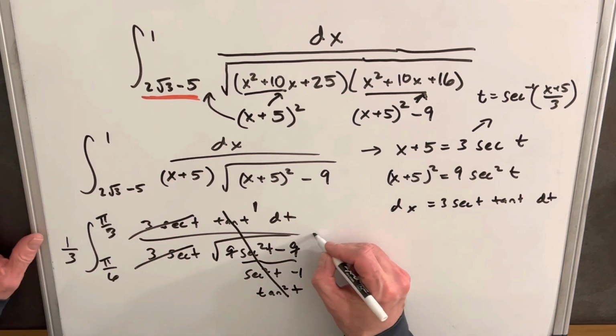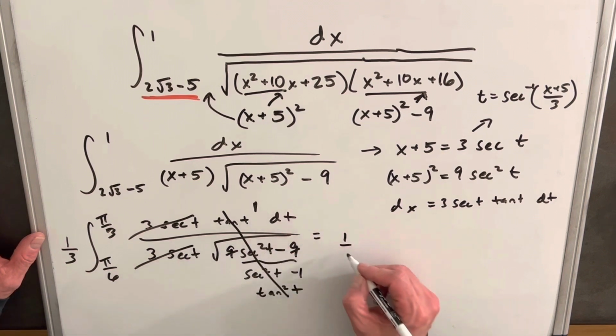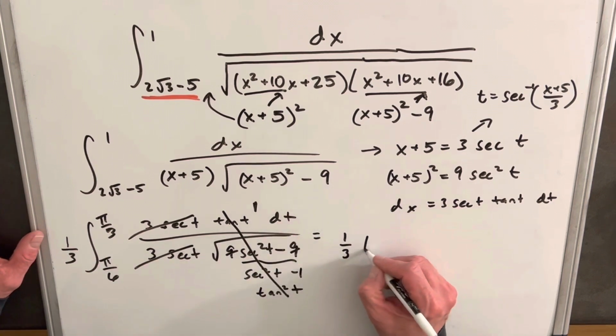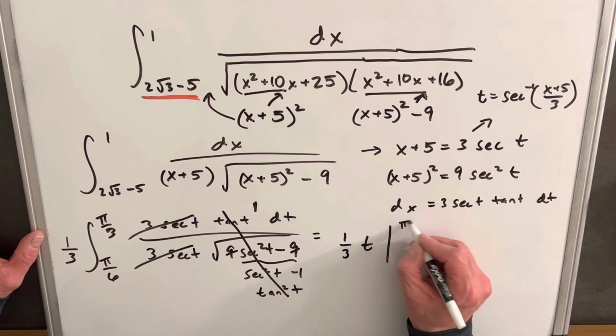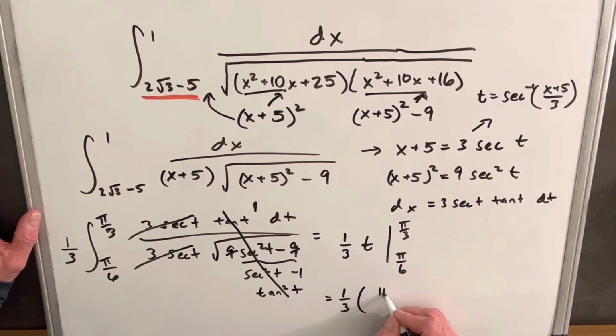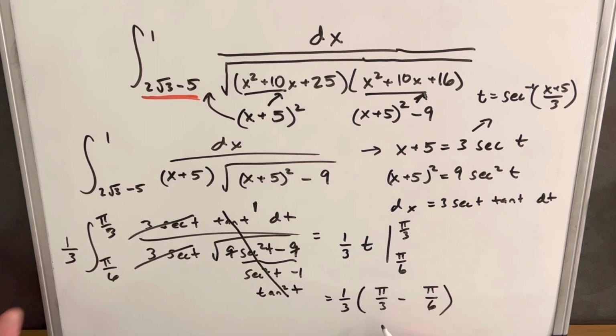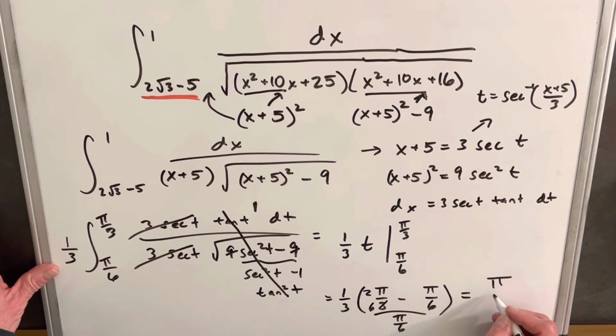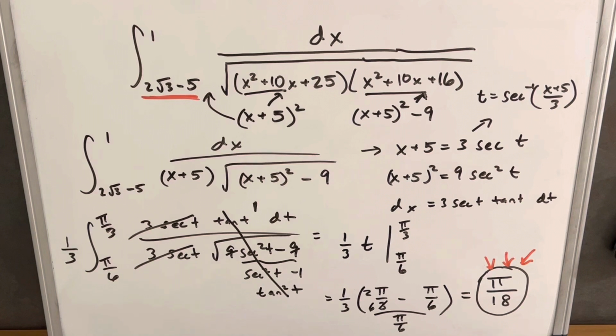So after all that, we're integrating 1. We have 1/3 in front, and the integral of 1 is just t. We just have to evaluate this from pi over 6 to pi over 3. So we're looking at pi over 3 minus pi over 6. We could write this as 2 pi over 6, so that this whole thing is pi over 6. Multiplying pi over 6 times 1/3, we get our final solution, which is just pi over 18. So that's it. Thought it was a pretty good problem.